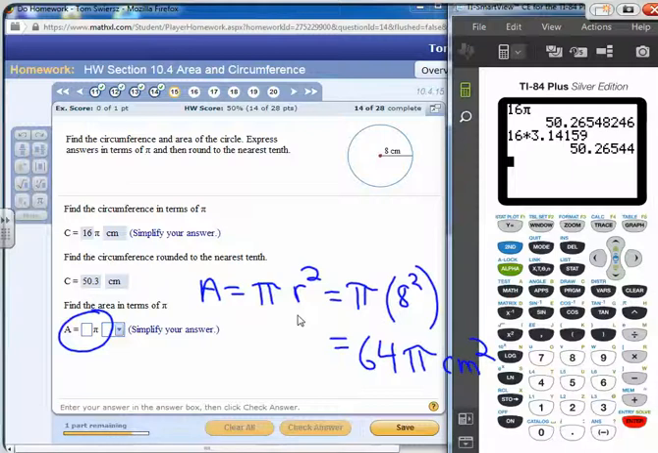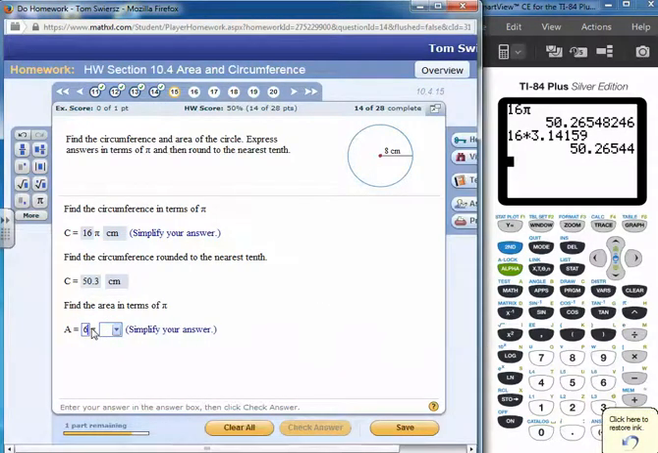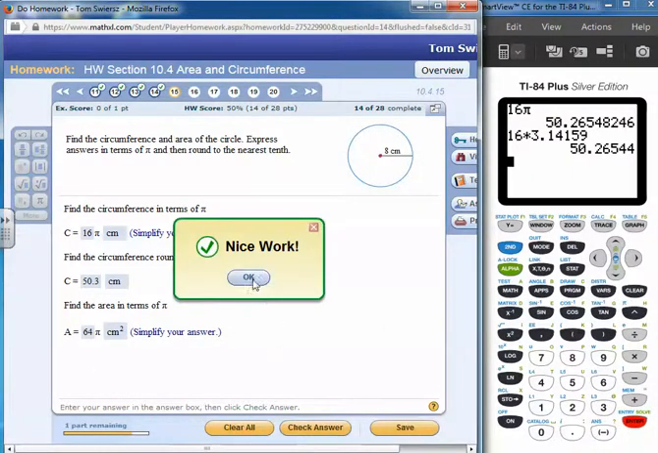So in terms of pi, it's 64 pi, okay? The pi is already there, so you don't need to put it in. And then area is always square centimeters, okay?